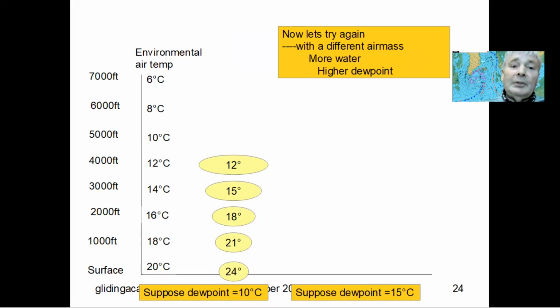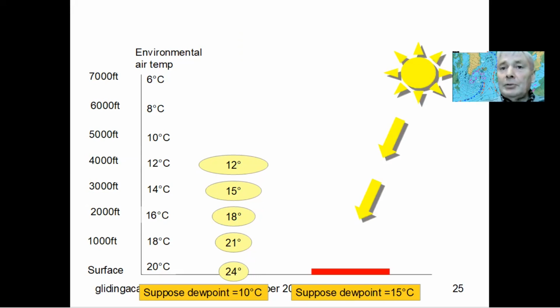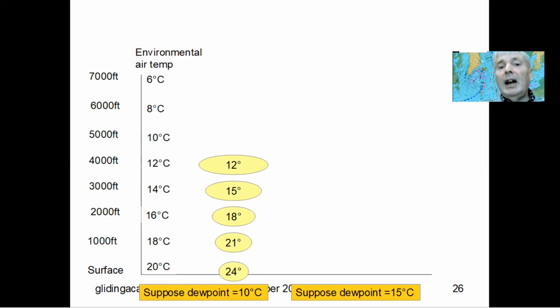Now, if we try again, but this time we're going to put another air mass beside it with a different dew point. And this time the dew point is going to be 15 degrees C. Okay, now the same set of rules apply. The sun will heat the ground, and the ground in turn will heat the air. And you can see that the air warms to 24 degrees and breaks away from the surface, rises at the dry adiabatic lapse rate, so it's 21 degrees at 1,000 feet, 18 degrees at 2,000 feet, and 15 degrees at 3,000 feet. But of course 15 degrees was our dew point temperature.